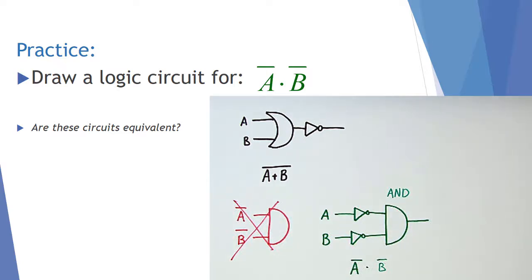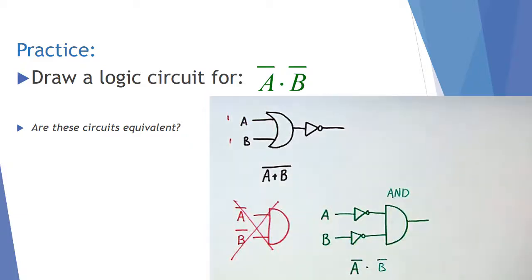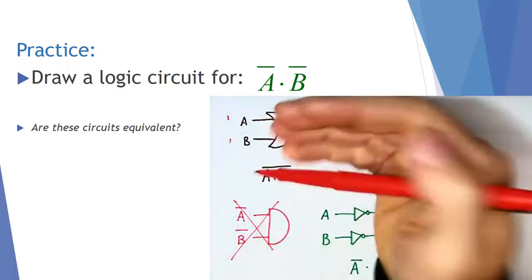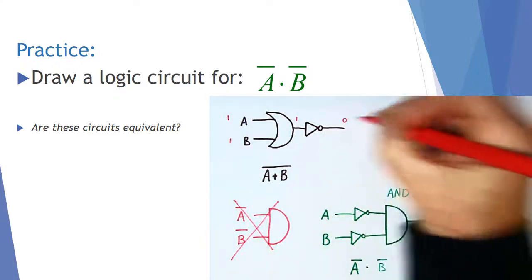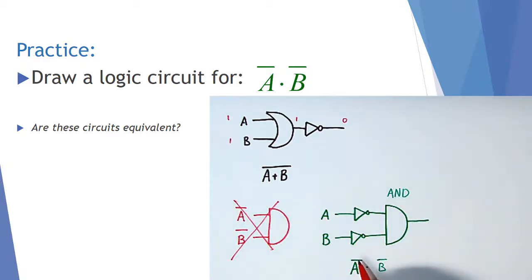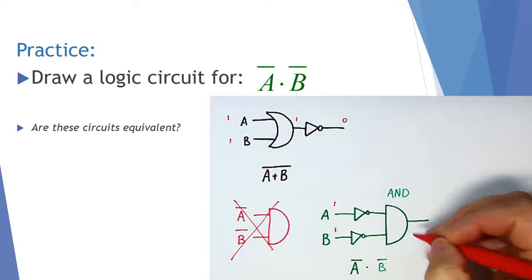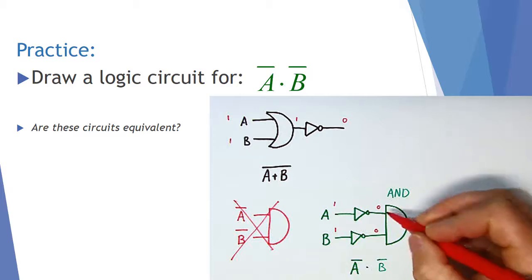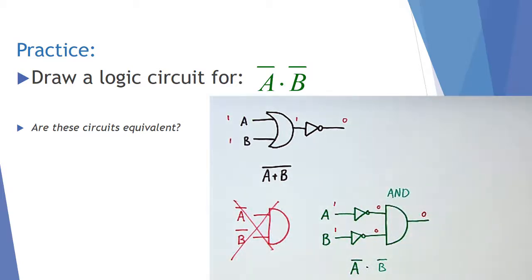Well, let's do a little testing here. Let's pick a couple of inputs and see what our outputs are. Suppose we let A be 1 and B be 1. The output here would be A or B. The output here would be a 1. And that would be negated, so our output would be 0. What happens if we run it through this gate? If we let A be 1 and B be 1, those both get negated before they're fed into an AND gate, and we have 0 and 0. The output there is going to be 0. We got the same output.